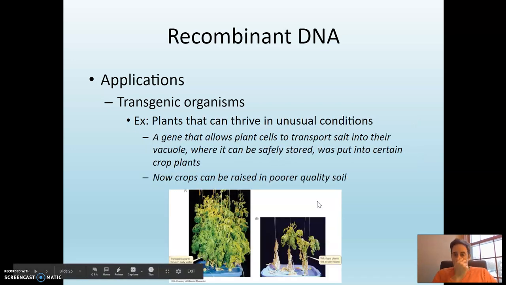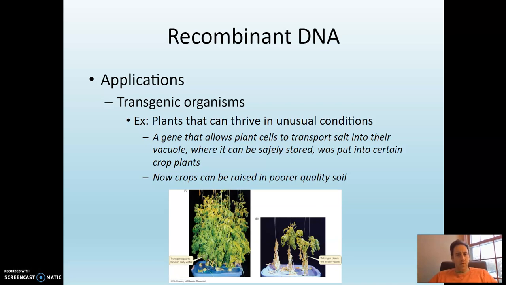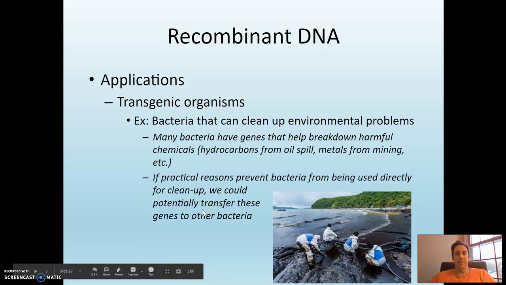We can make plants that thrive in unusual conditions. So, you know, a gene that allows plant cells to transport salt into their vacuole and store it was put into crop plants, which allows them to be raised in poor quality soil. So here's the plants in a really salty area, but if we give them that gene, here's that same plant. And so this again helps, you know, with climate change and changing conditions, it can help ensure that people have the crops they need to stay alive.